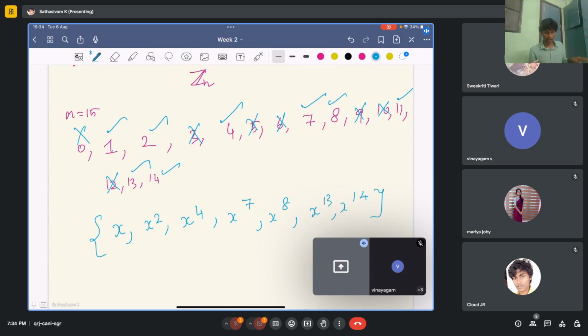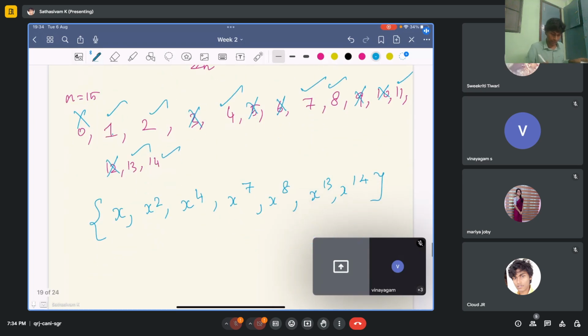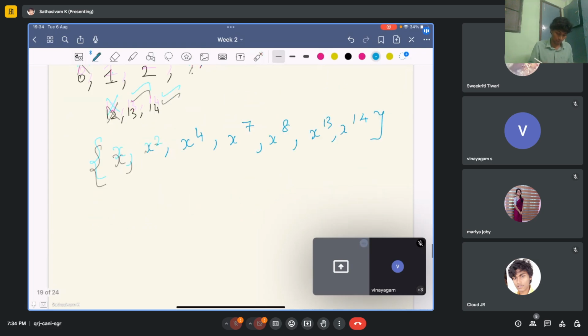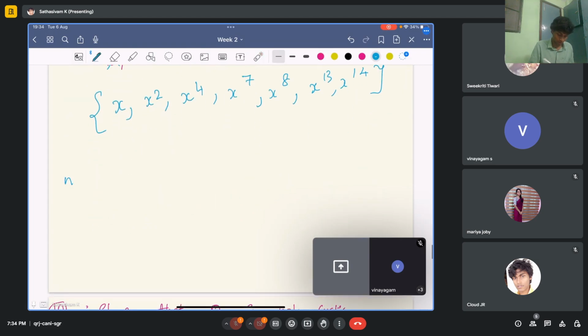So how many generators do we have? 1, 2, 3, 4, 5, 6, 7, right? So we have 7 generators. So suppose I give an n to you, okay, let's say we work with Zn, and suppose I give you this particular n. Now the question is how many generators are there?